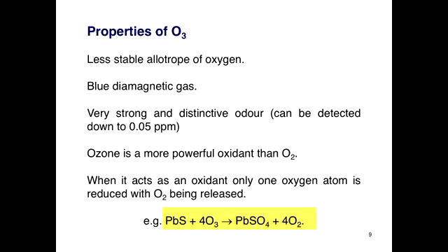If we take ozone and combine it with lead sulfide, then it can act as an oxidant. So let's just look at lead sulfide here. We've got lead in the +2 oxidation state and sulphur in the -2 oxidation state. So we can oxidise that sulphide to sulphate. It's going from the -2 to the +6 oxidation state there. And one oxygen from each ozone is responsible for that oxidation. So we end up producing O2.